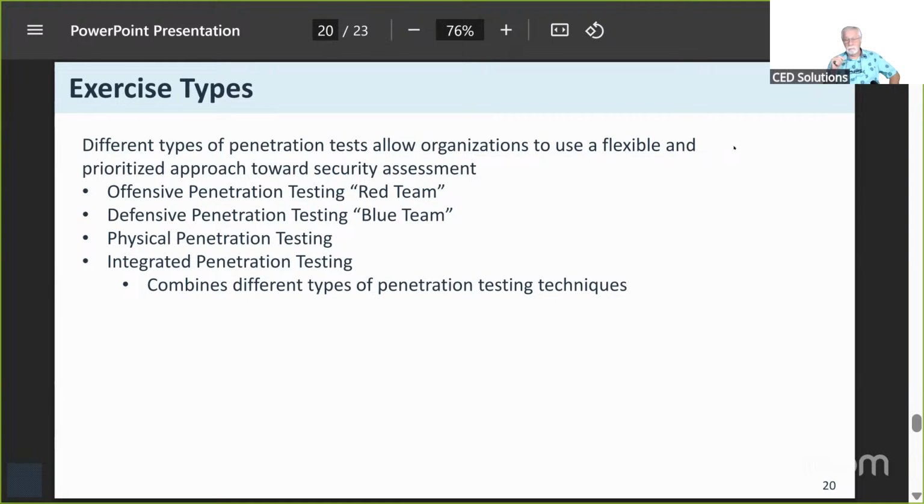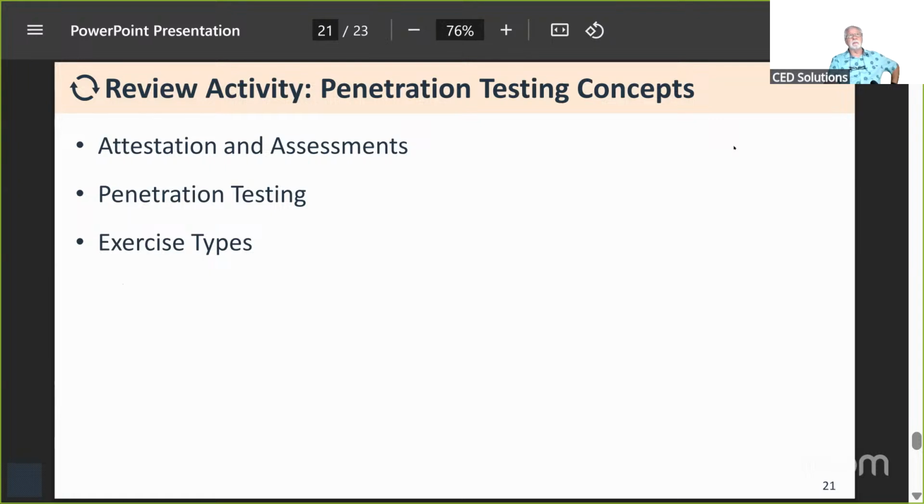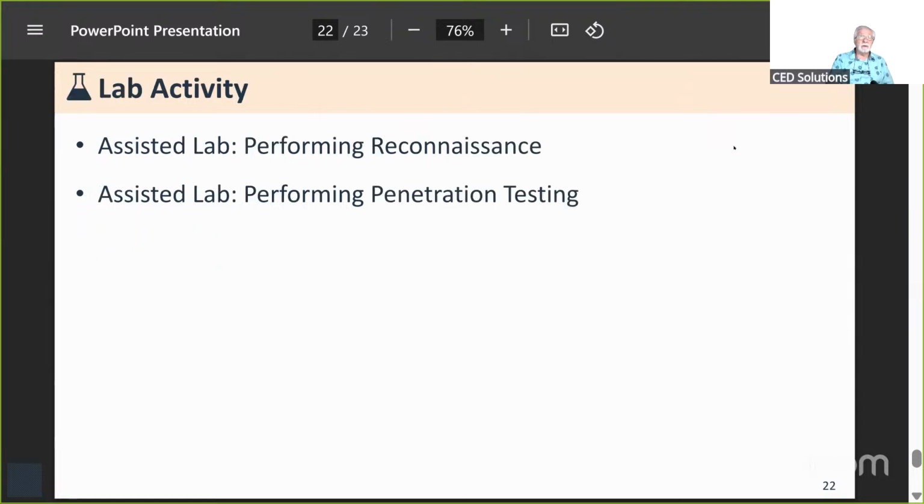But the color type of exercises, red team, blue team, facilitated, those are a lot of fun too. And those always ended up as being really in-depth type of facilitated learning processes and procedures, which the learning and education has been a big, big joy for me for 40 years now, 30 years. So I really enjoyed those. So that is overall pen testing concepts.